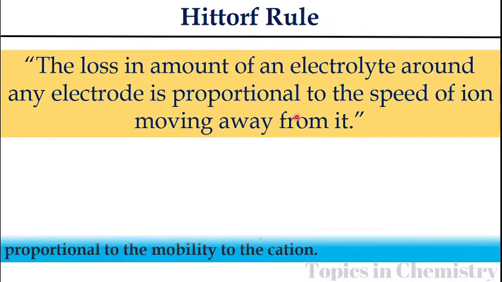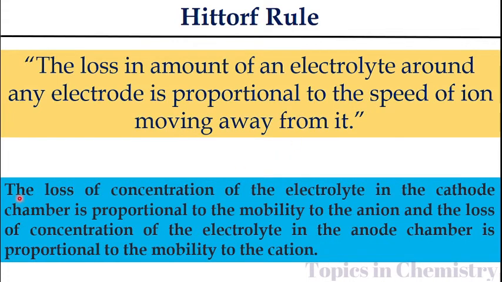Alternatively, you can say the loss of concentration of the electrolyte in the cathode chamber is proportional to the mobility of the anion, and the loss of concentration of the electrolyte in the anode chamber is proportional to the mobility of the cation. This is the Hittorf rule.